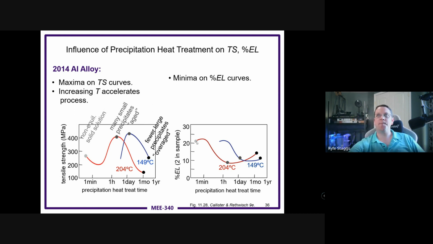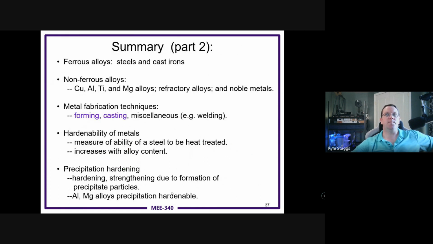So you do have local maxima that occur in the tensile strength curve, and so the two different temperatures give you different precipitation curves. Similarly, you have minima on the elongation curves because those two have to behave inversely. If it's stronger in tensile strength, it's lower in percent elongation. It has to be opposite always.